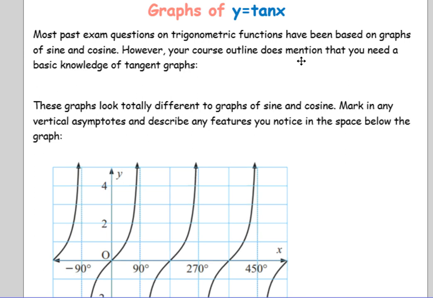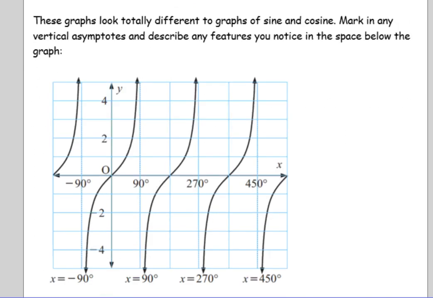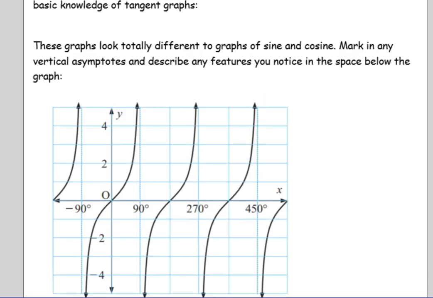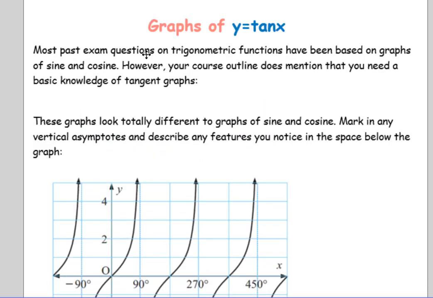So tangent graphs, as you can see, look completely different to sine and cosine graphs. Remember, sine and cosine graphs are like the wavy ones. Tan graphs are kind of going on like this. Completely different. Most past exam questions on trig functions have been based on graphs of sine and cosine. However, your course outline does mention that you need a basic knowledge of tangent graphs. These graphs look totally different to graphs of sine and cosine. Mark in any vertical asymptotes you see and describe any features you notice in the space below the graph.